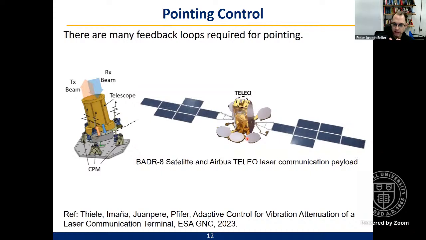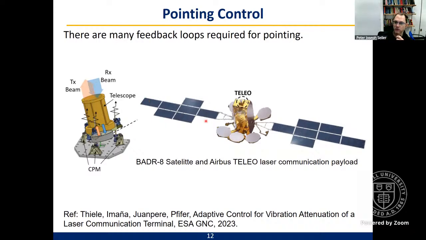So now let's get down to the level of the control problem. There are many feedback loops required on a satellite to do this kind of pointing. This is showing one version of these types of satellites. You've got the solar arrays sitting out here. Sitting on top, you've got the transmitter and receiver box, zoomed in here. You can either transmit the beam or receive the beam from another satellite.